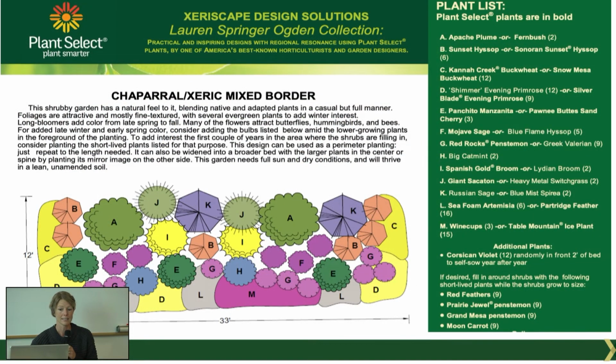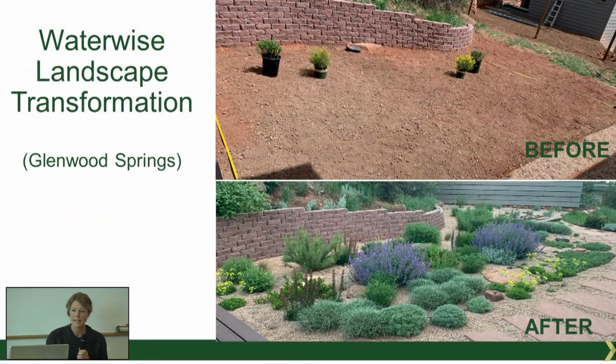This is another excellent resource for layouts and designs, the website Plant Select. It's plantselect.org. They have 18 different downloadable designs done by professionals. This is a design that I chose a couple of years ago by Lauren Springer Ogden. It's a chaparral xeric mixed border, and it turned out lovely. It's all purples and pinks and yellows, and it's all water-wise plants. I just followed the instructions. This is that design going into place, the before and after.